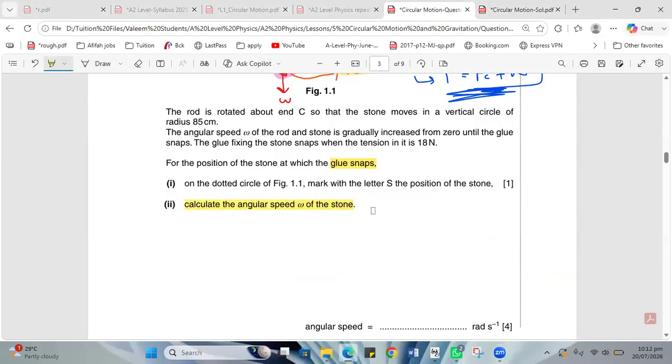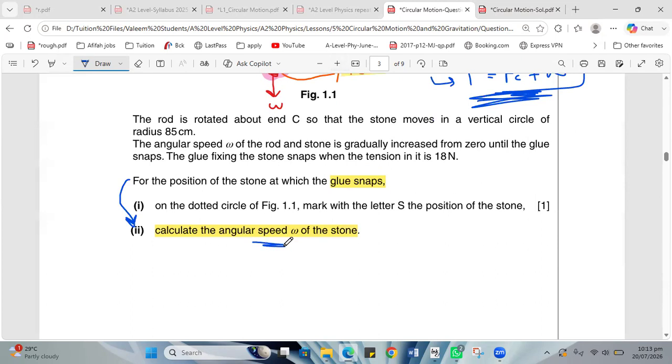Okay, done. Let's do the last part of the same question. Calculate the angular speed of the stone, 4 marks. Again, there must be some critical thinking involved. This is part 2 of the same question, so focus on the details. They are asking you the angular speed when the glue snaps, meaning at point S. You still have to stick to point S.